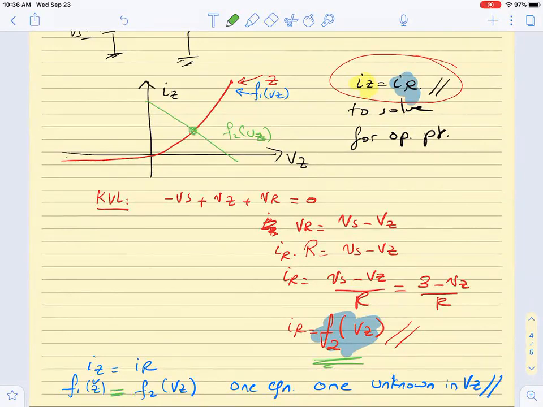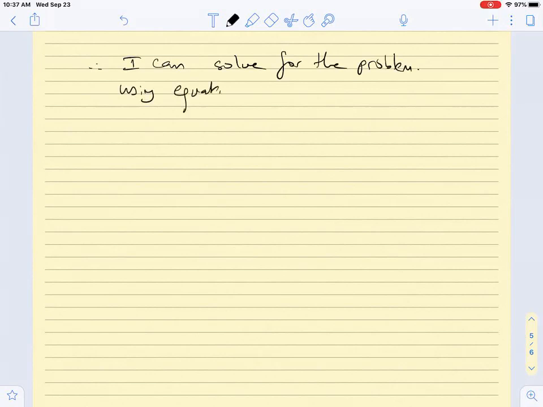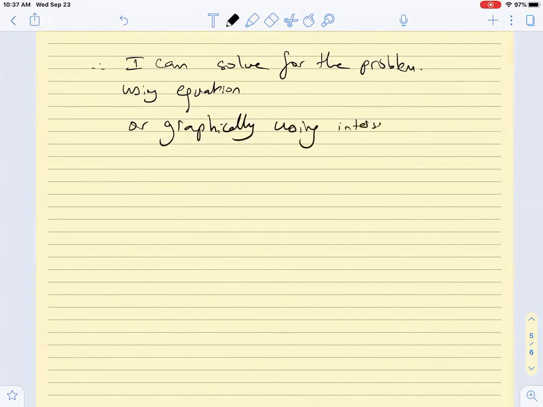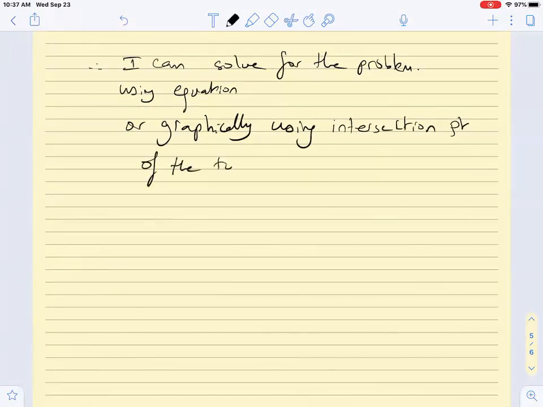Okay, and therefore, exactly, so the intersection point also is the solution, right? يعني فين الاقيها؟ Okay, is the solution. Okay, therefore I can solve for the problem, يا أما using the equation, or graphically using what? The intersection. Sorry, using the intersection point of the two functions.